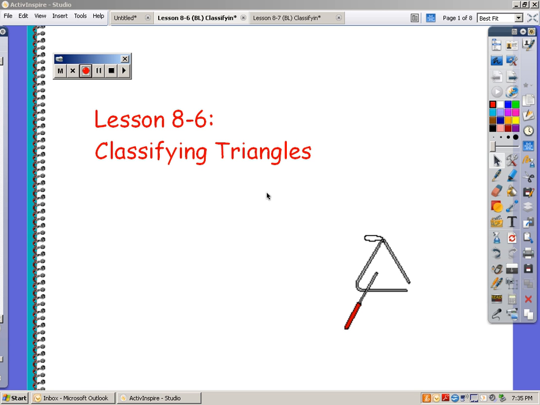Alright, today we're going to be talking about classifying triangles. Lesson 8-6. You're going to need your spiral and your notes page that I handed out to you last week. We'll write a few things in your spiral and then fill in the worksheet as we move along through the notes today.